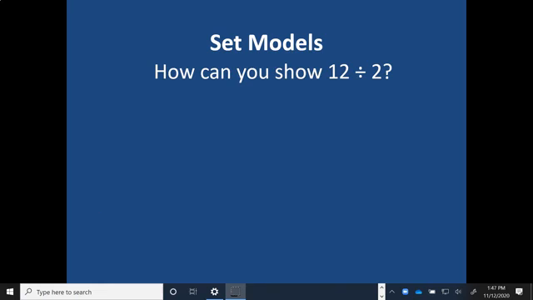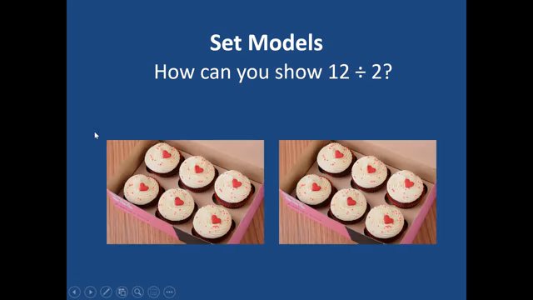So how can you show 12 divided by 2? Well, I would need 12 of something, and I would need to divide it into 2 groups. What better way to do it than to do it with heart cupcakes? Well, let me count. 1, 2, 3, 4, 5, 6, 7, 8, 9, 10, 11, 12. 12 divided by 2, 2 groups shown here, so delicious. And they have 1, 2, 3, 4, 5, 6 in each group.